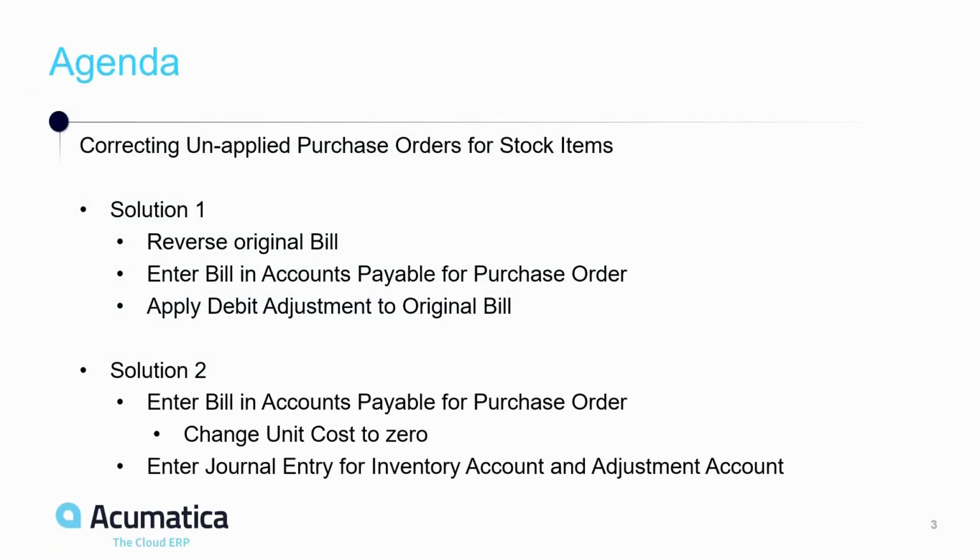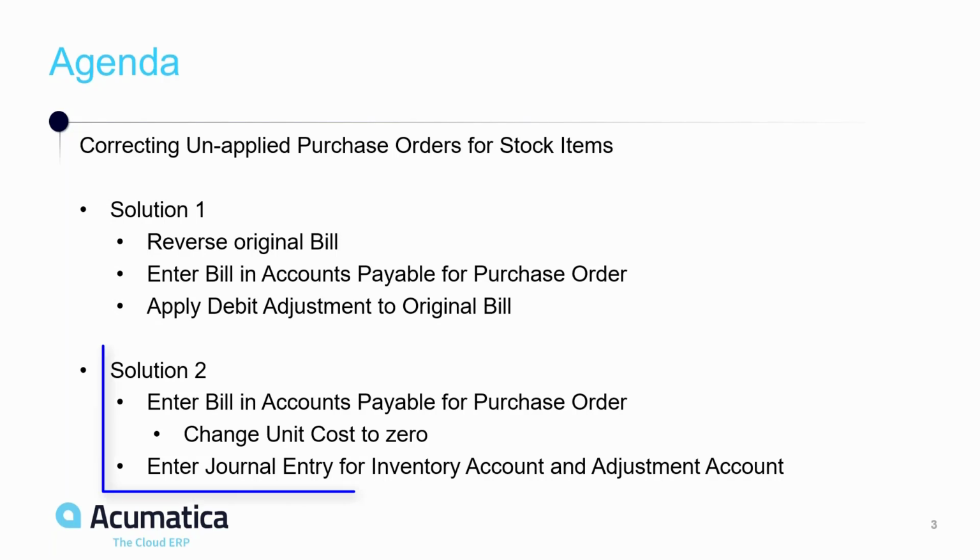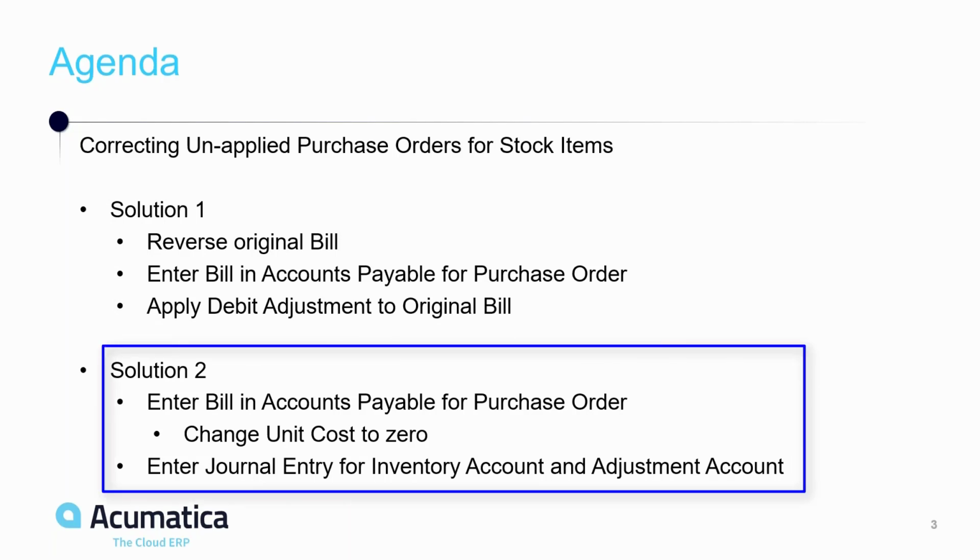So again, our two solutions are to reverse that original bill and then enter the bill in accounts payable linking to the purchase order and then apply the debit adjustment to the original bill. Our second solution is to enter the bill in accounts payable tying to the purchase order, but change the unit cost to 0 and go ahead and let that post to the purchase price variance account and then do a journal entry for the inventory account that was double posted and a debit to the adjustment account, erasing that adjustment.